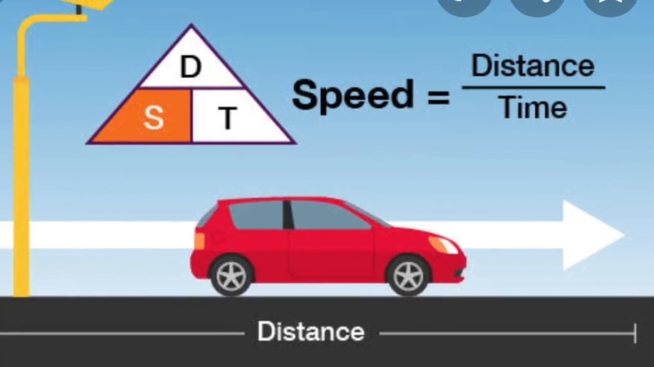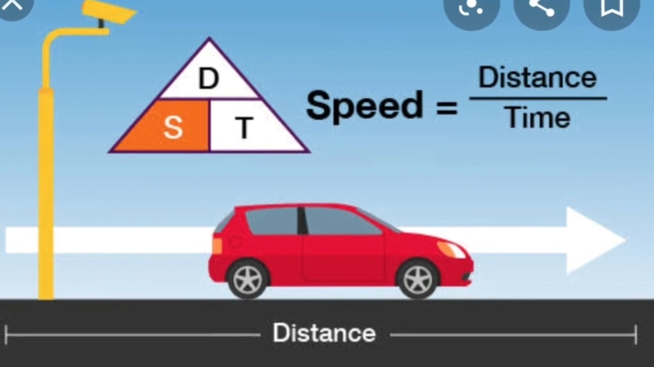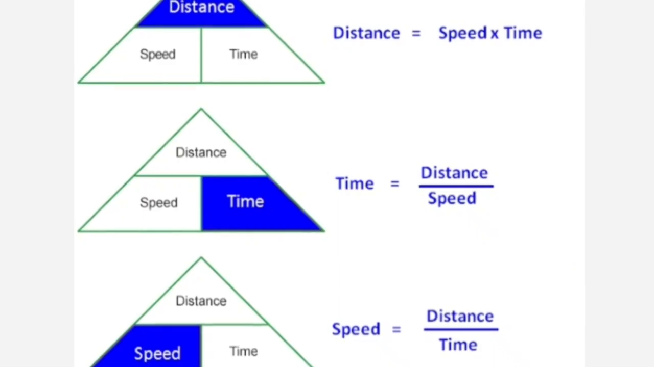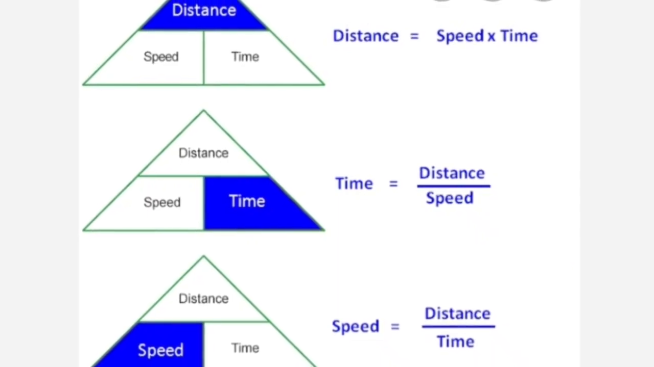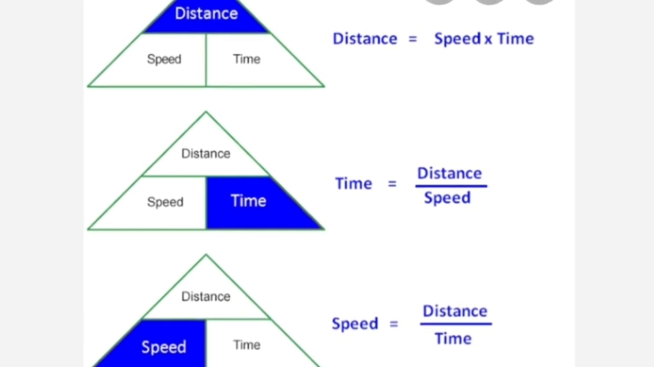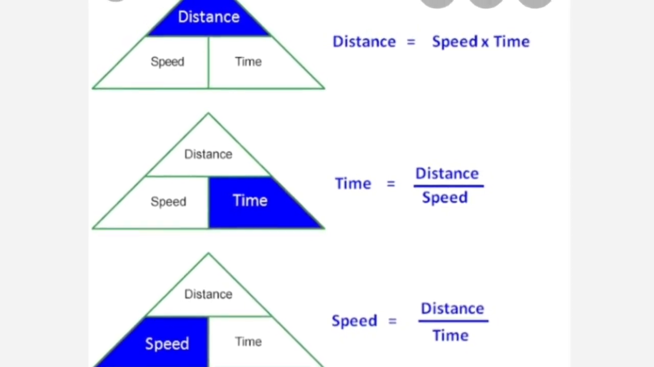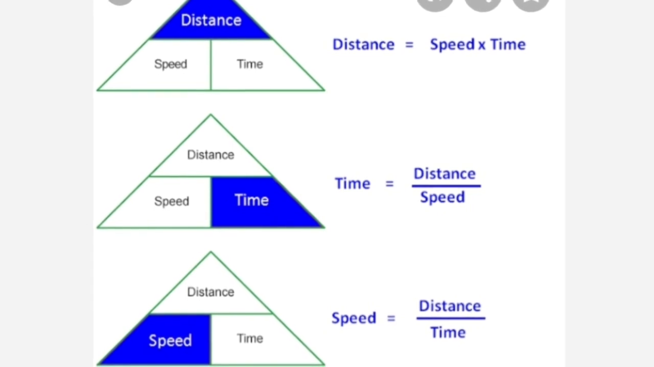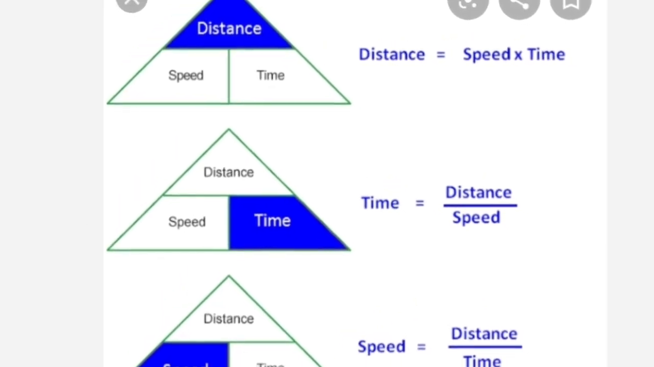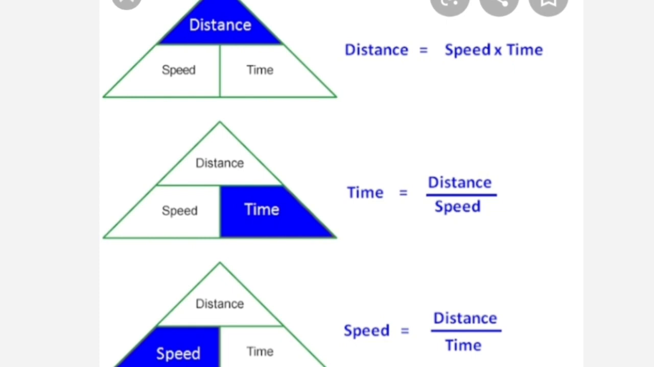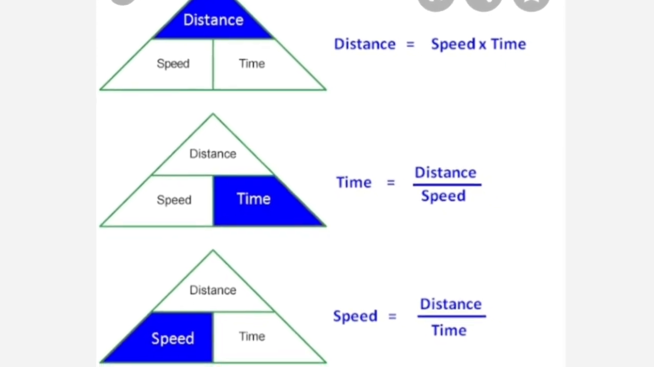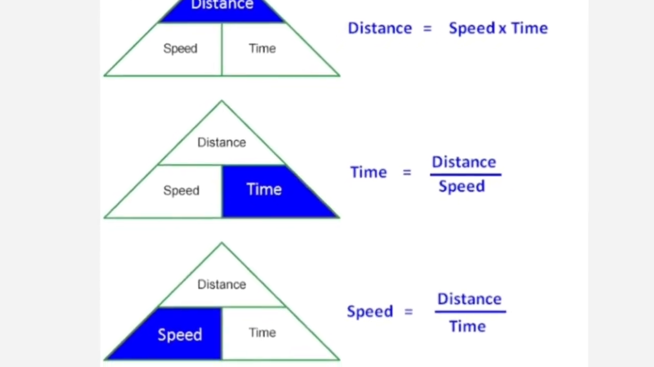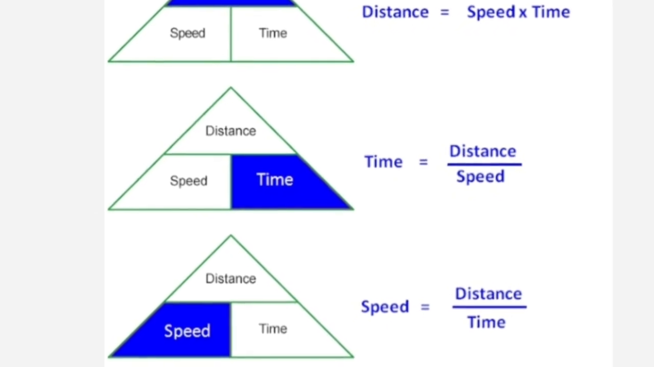The speed of the car over here is expressed by the distance covered by it in a given time. Here you can see how distance, speed and time are related. In the first case you will see the equation is for distance. So distance is the product of its speed and time. The second case is for time and it is the ratio of distance and speed. The third expression is for speed and speed is the ratio of distance and time.